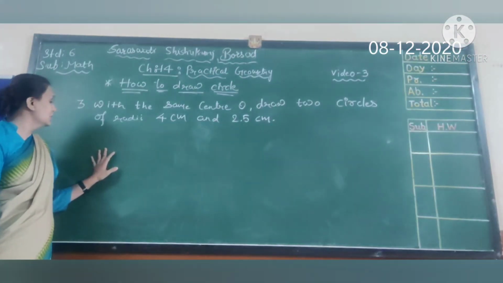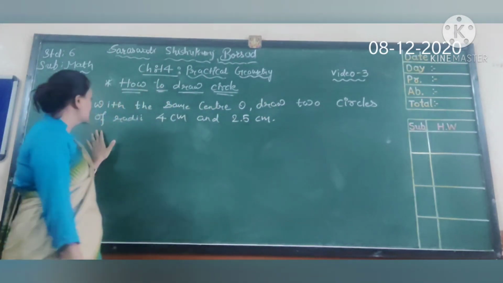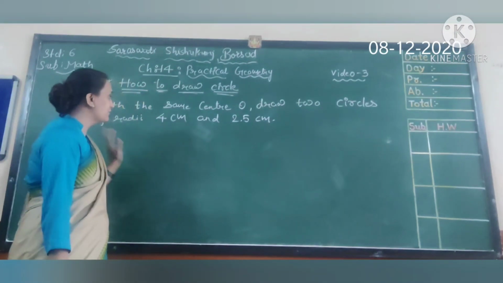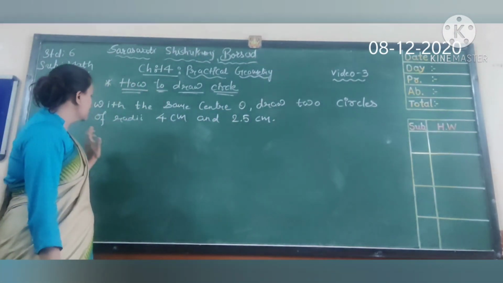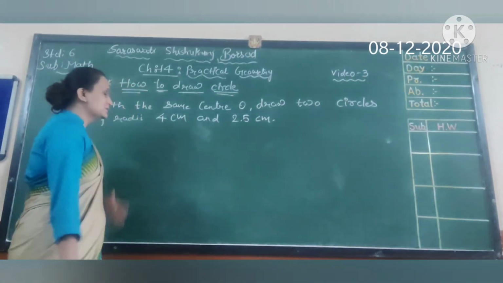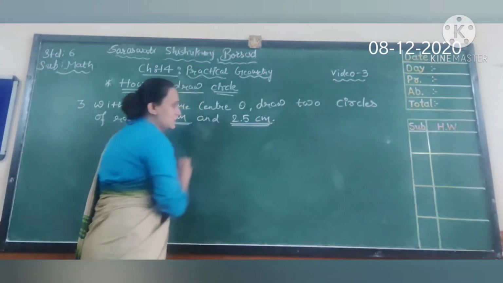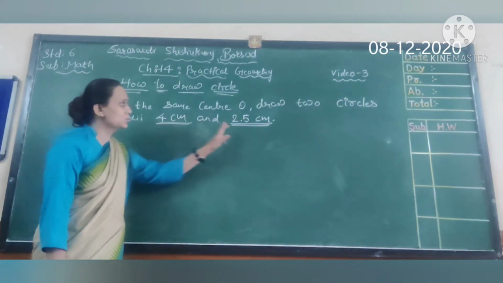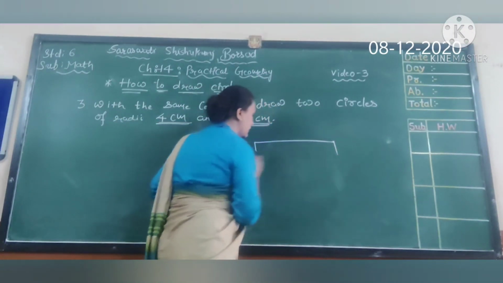And the next question is that with the same center O, draw two circles of radii 4 cm and 2.5 cm. See, we have been given a common center O, okay, and we have to make two circles with different radii, 4 cm and 2.5 cm. First, you have to identify which one is greater and which one is smaller. So, smaller is 2.5 cm. So, first we are going to draw the 2.5 cm circle. So, we are using the ruler here.